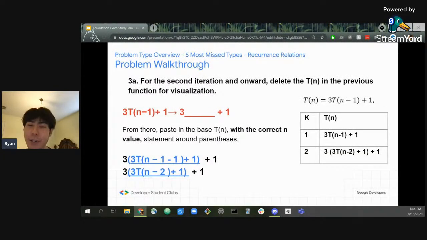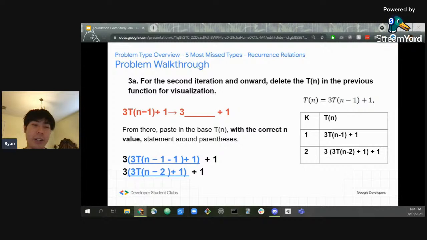Now for the next iteration and onwards, this is where it gets a little bit harder. So if you're not following through, it's okay. These slides will be published by the DSC, and you can always look back at this in order to refresh your memory. But I'm going to make it as simple as possible. So we know the first iteration is 3t of (n minus 1) plus 1. If you look at what's in red, I'm going to delete the part that says t of (n minus 1). I represent this as just an empty line.